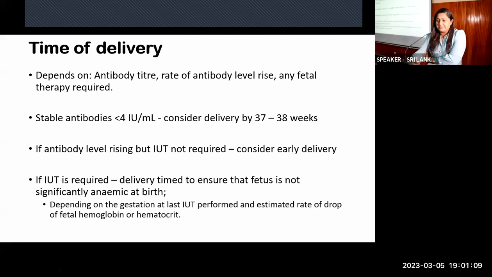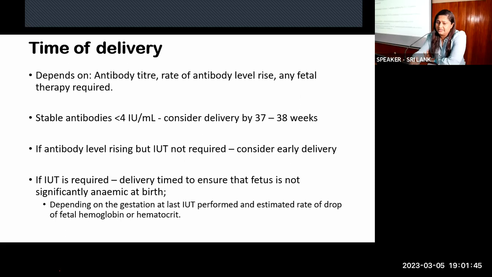Finally, moving on to the timing of delivery. So this depends on the antibody titers or the levels, the rate of rise of these antibody levels, and if any fetal therapy is required. For those with stable antibodies of less than 4 international units per ml, it is recommended to postpone delivery until about 37 to 38 weeks. However, where the antibody levels are rising but intrauterine therapy is not required, we may consider early delivery between 34 to 37 weeks or even earlier.